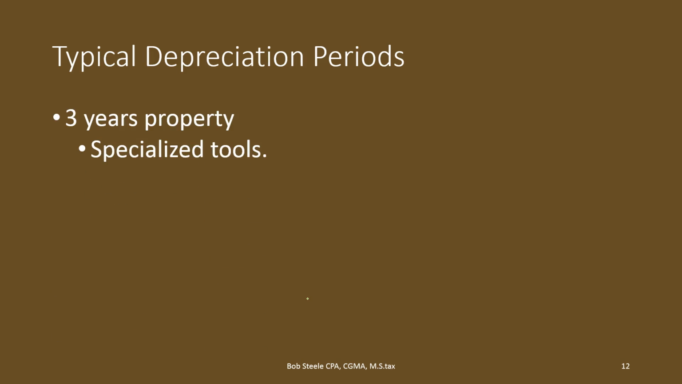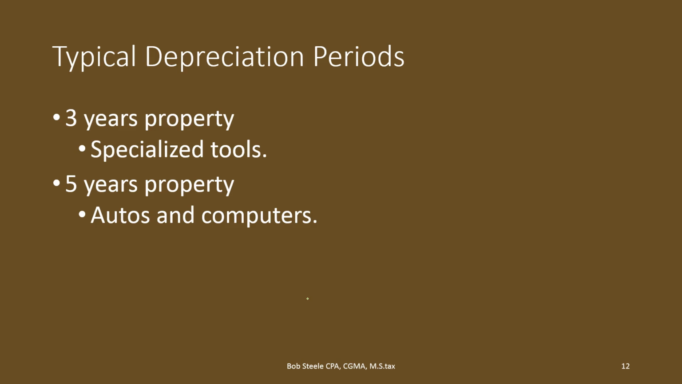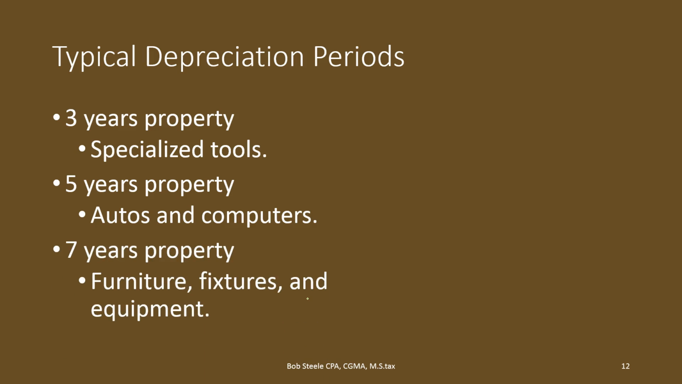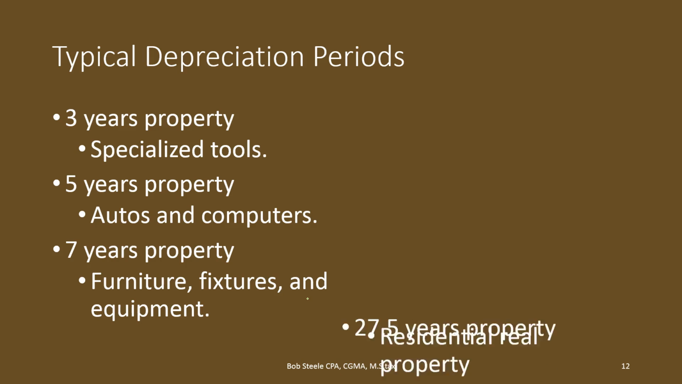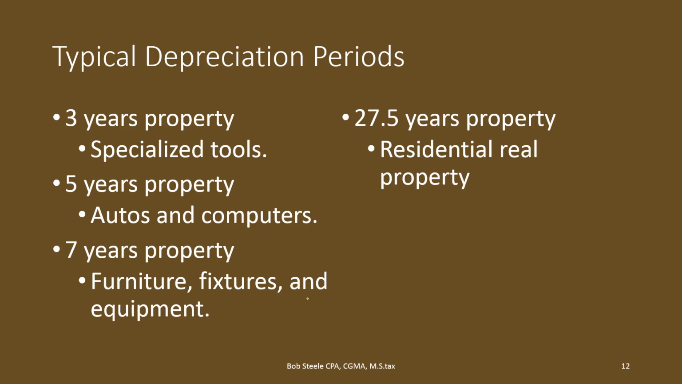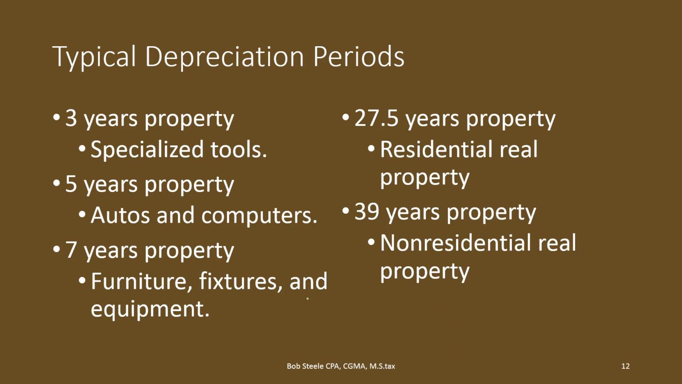Typical depreciation periods. So again, the IRS code is just going to tell us what we have to depreciate. So 3-year property, if you got specialized tools, you have to depreciate it over 3 years. If you've got autos and computers, you have to depreciate it over 5 years. If you have furniture, fixtures, and equipment, 7 years. If you have residential real property, obviously like a building and whatnot, that's going to be depreciated over a longer time period. Notice when we talk about a building, we're talking about the building, not the land. In this case, that's going to be depreciated over 27.5 years. If it's non-residential real property, it's 39 years.